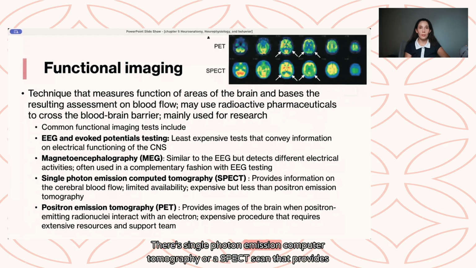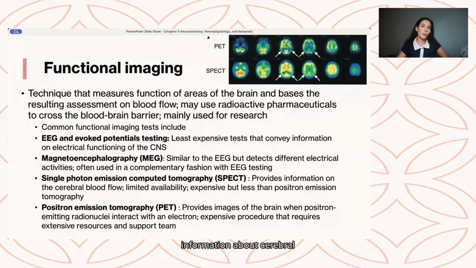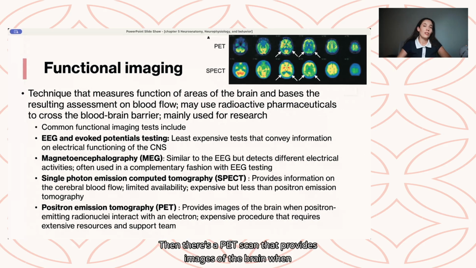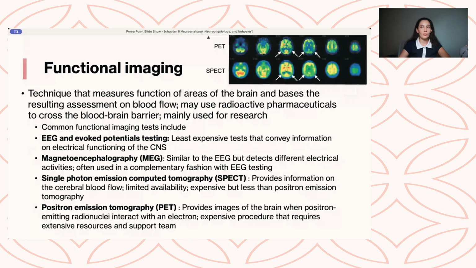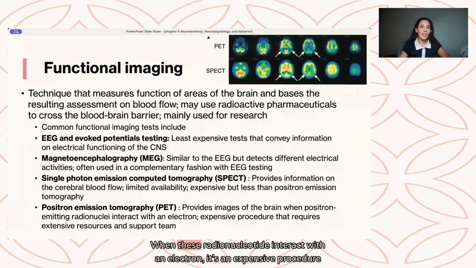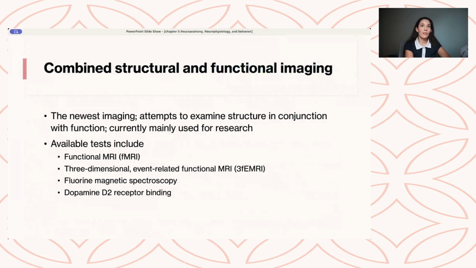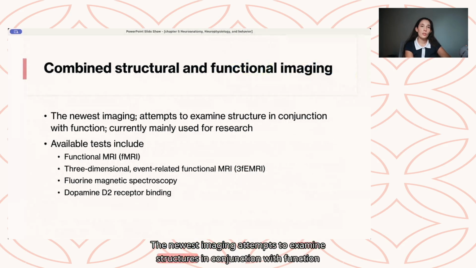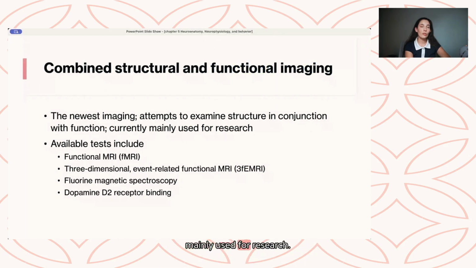There's single photon emission computed tomography, or a SPECT scan, that provides information about cerebral blood flow, but it's expensive and there's limited availability. Then there's a PET scan that provides images of the brain when these radionuclides interact with an electron. It's an expensive procedure that requires extensive resources and a support team. The newest imaging attempts to examine structures in conjunction with function, mainly used for research.